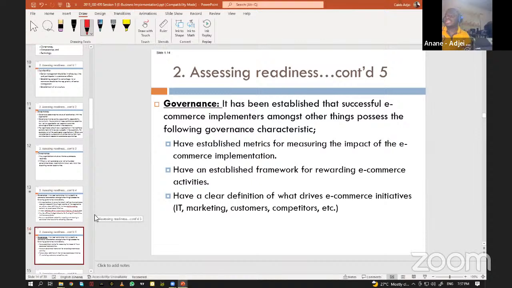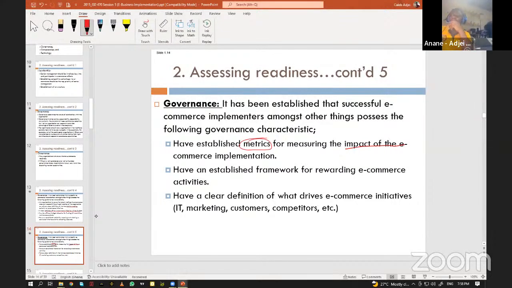We are also saying that it has been established that successful e-commerce implementers, among other things, possess some of these characteristics. Again, there have been established metrics for measuring the impact of e-business. So in terms of governance, whoever governs or manages the organization has certain metrics for measuring whether there has been an impact of the e-business they implemented or not. And also, they have a framework for rewarding e-commerce activities, okay? So there's a framework for it.